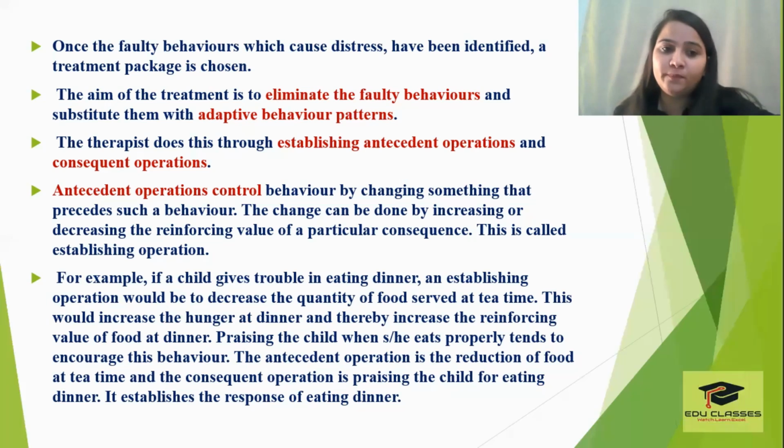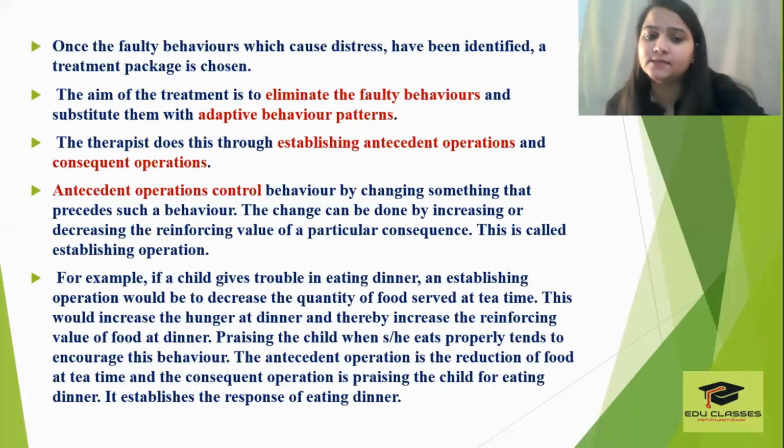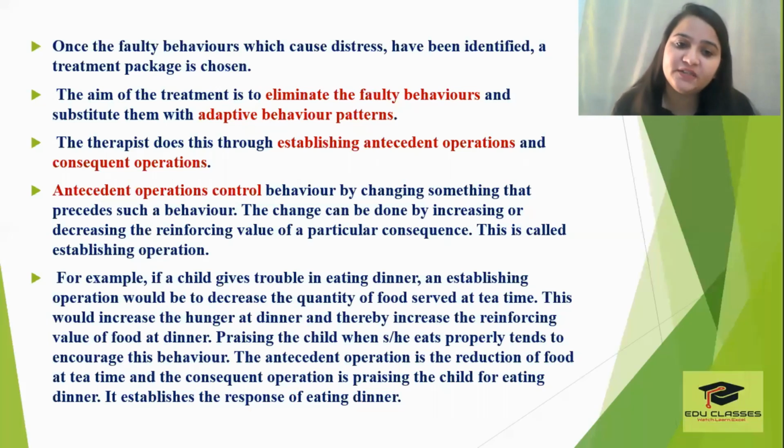The antecedent operations control behavior by changing something that precedes such a behavior, right? यानी basically जो antecedent operations हैं वो behavior को कैसे control करते हैं? They change something which precedes the behavior. The change can be done by increasing or decreasing the reinforcing value of a particular consequence. This is called establishing operation.